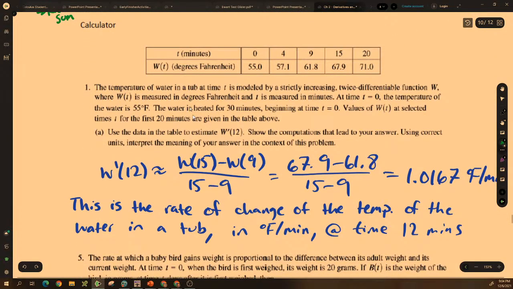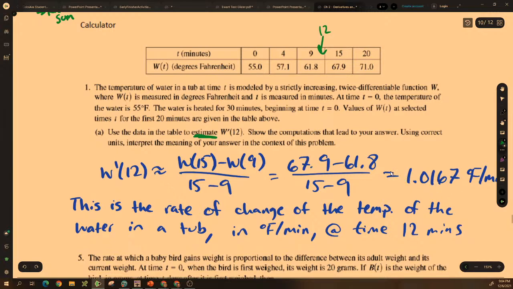All right, next, very similar question. Use the data in the table to estimate. Estimate is another word for approximate. W prime of 12. 12 is somewhere in here. So we're going to do W of 15 minus W of 9 over, or sorry, over 15 minus 9. So that gives 67.9 minus 61.8 over 15 minus 9. This was a calculator question. So I just typed it into my calculator.